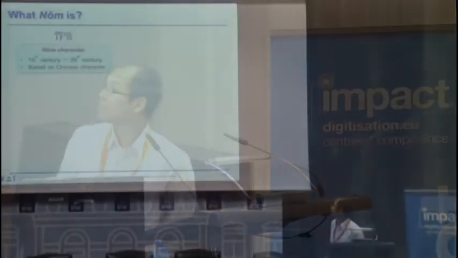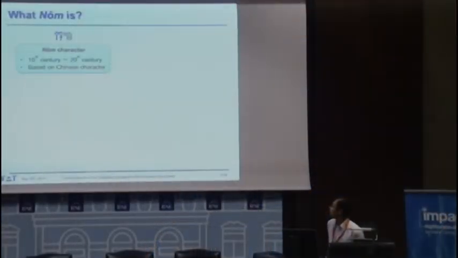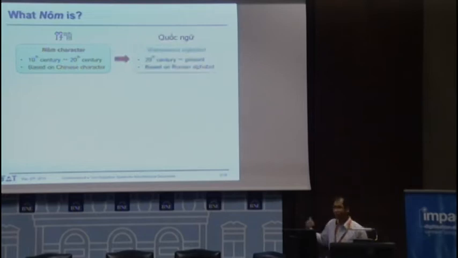Okay, Nom is a family, it is the same. Maybe because it's based on Chinese characters, and it was used in Vietnam from the 10th century to the 20th century. But now the Vietnamese use the alphabet based on the Roman alphabet. It's very simple to study. So now the Vietnamese don't use Nom anymore.